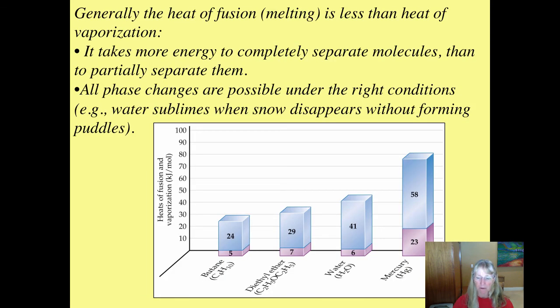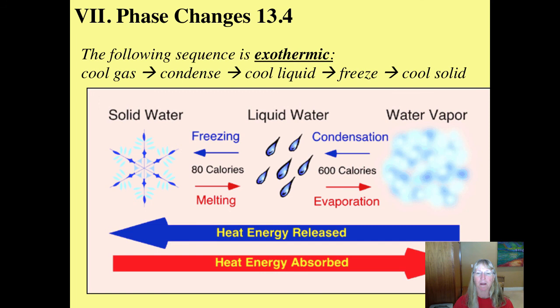If you go the opposite direction, let me make sure I do that correctly, you have to chill or remove heat from steam to get it to condense, in this case 600 calories, and then you have to remove another 80 calories to get liquid water to freeze. So they're exactly the same amounts, they're just being either added or taken away.